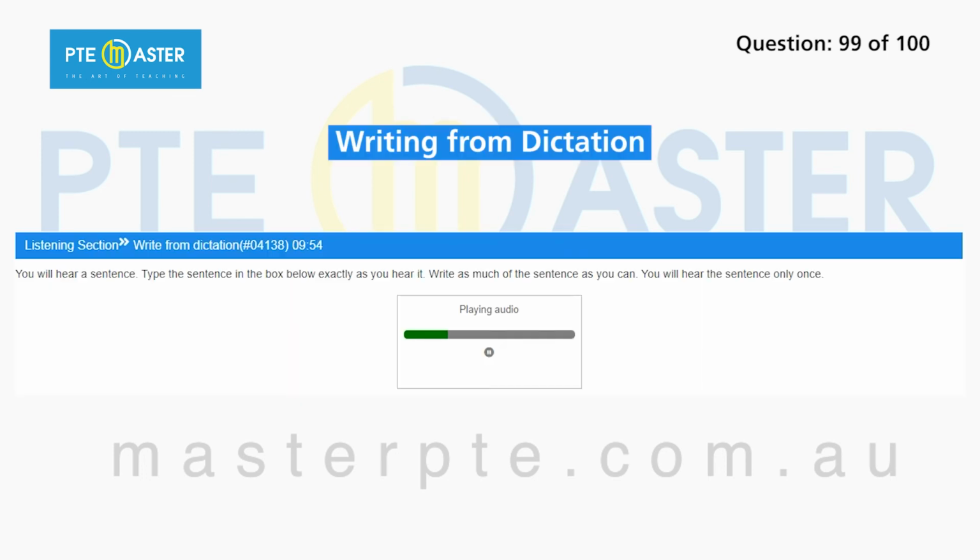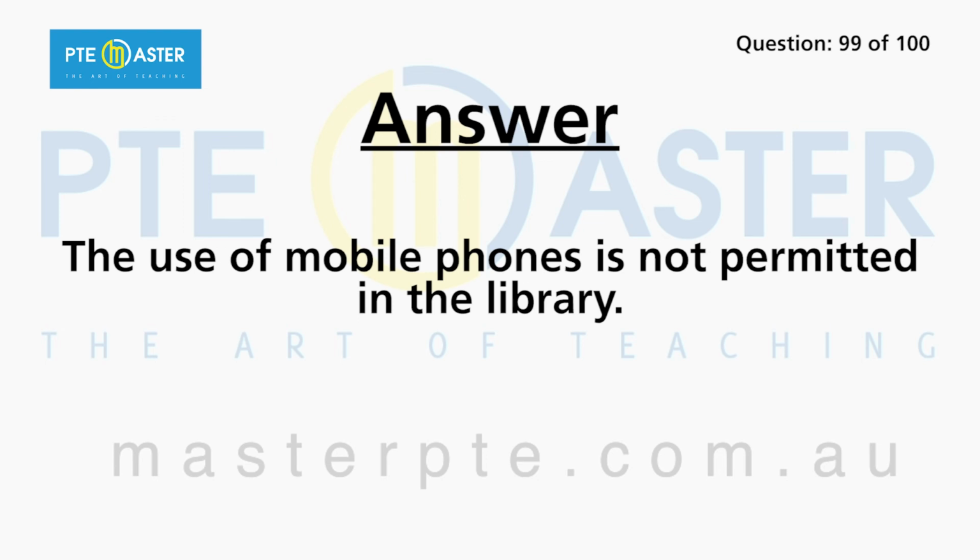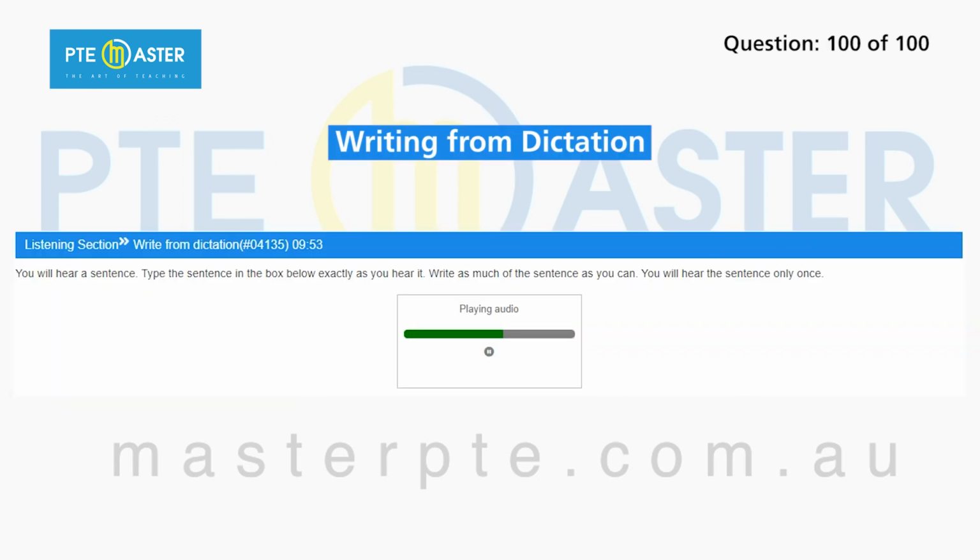The use of mobile phones is not permitted in the library. The night sky has always involved mystery and wonder.